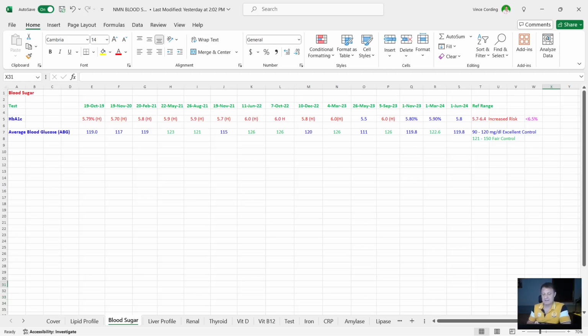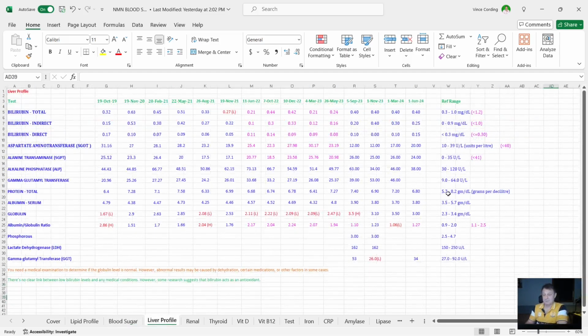Let's move on to my liver profile. So my liver profile, I won't hang around on here. Everything there you can see is within reference range. Everything is blue. The one here that's pinkish color is because they've changed the reference range, although not too much. So nothing really to talk about on my liver profile.